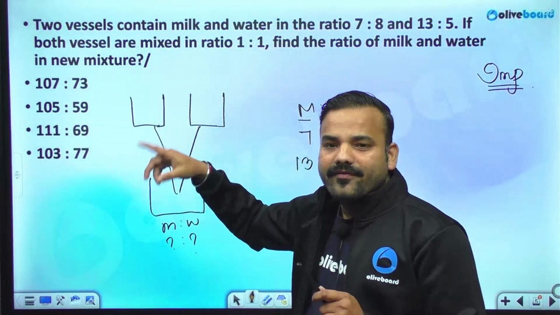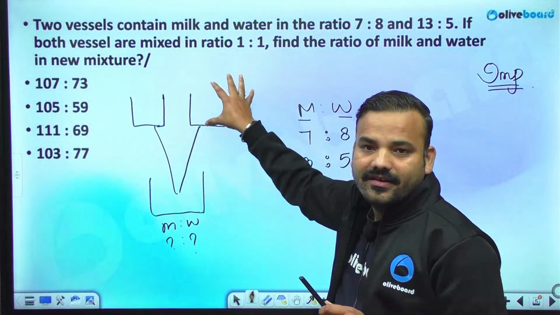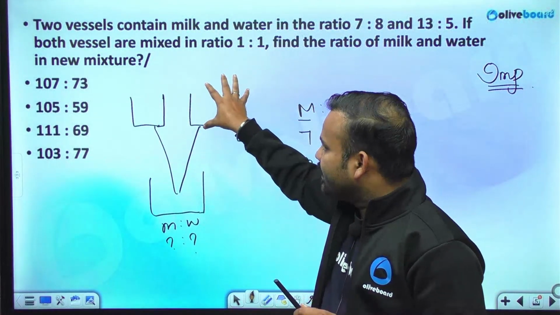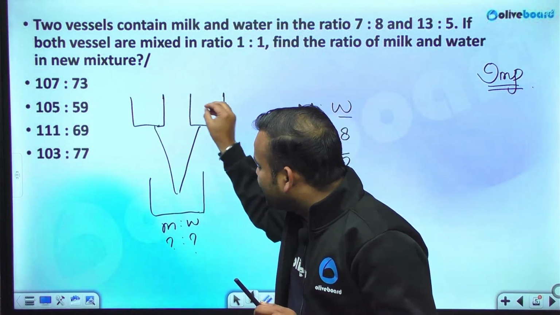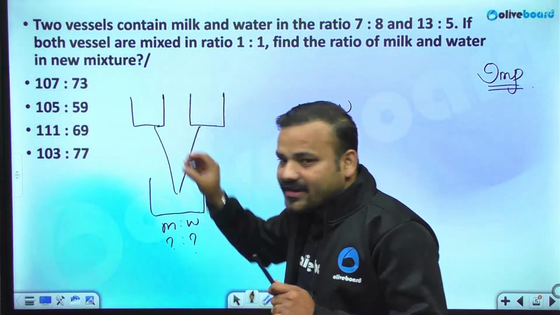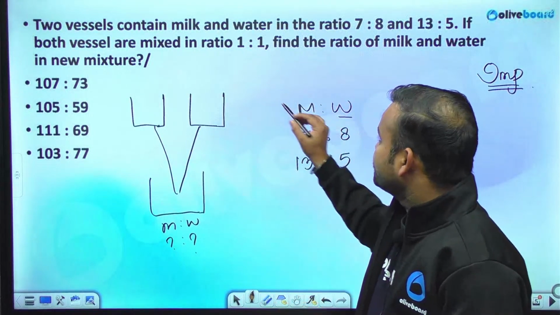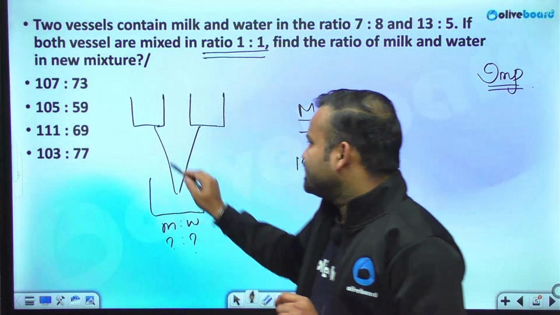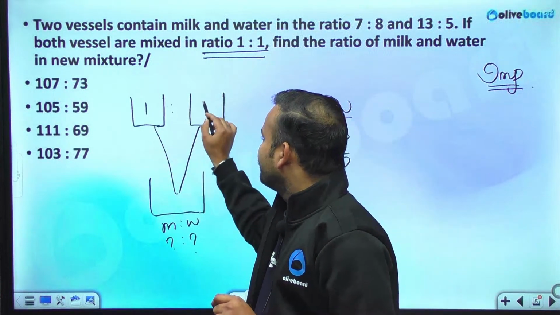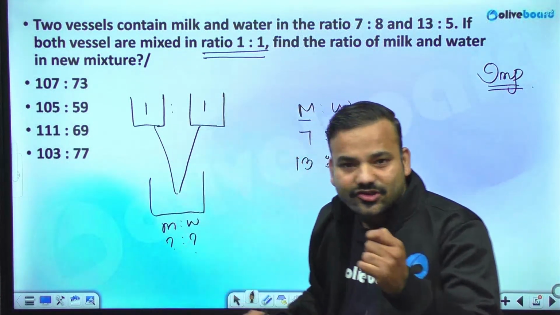If I'm mixing 100 liters of this and 1 crore liters of this, this will be in a higher position. So depending upon in what ratio I am mixing both the containers, the final answer will be reflected. In this particular question, both the containers are being mixed equally, that means in a ratio of 1 and 1. So the volume taken from both the containers has to be the same.